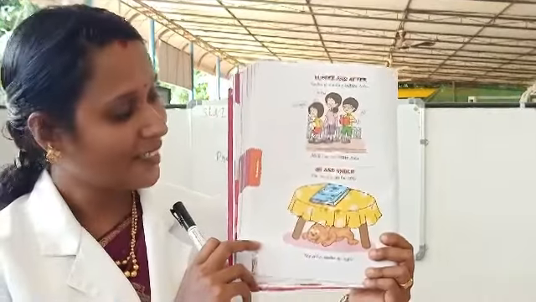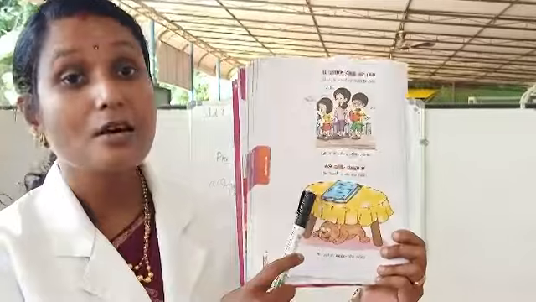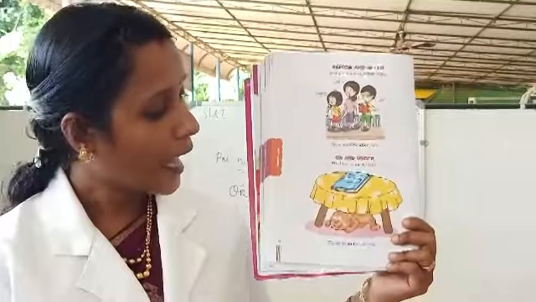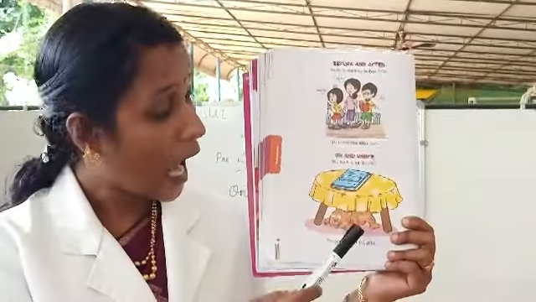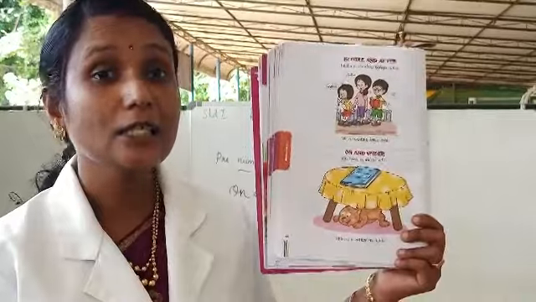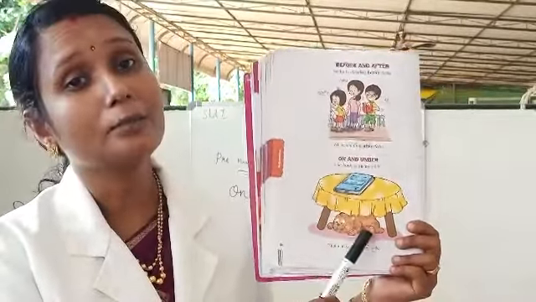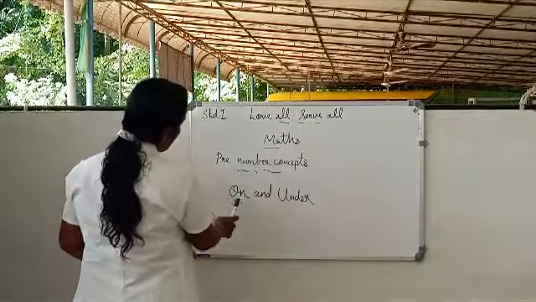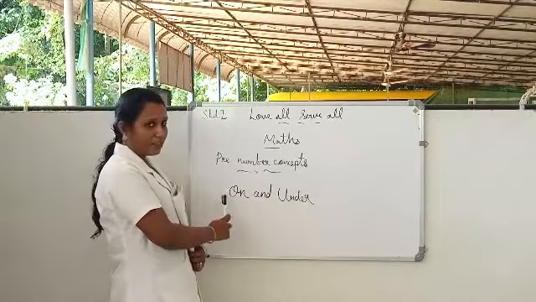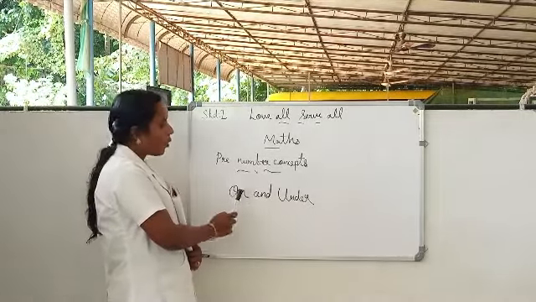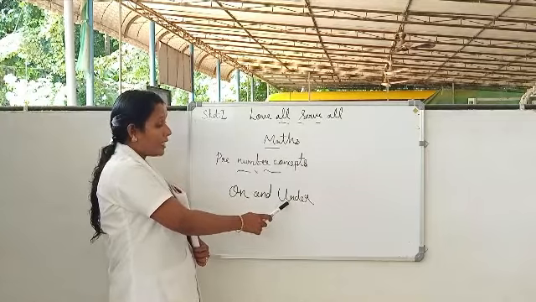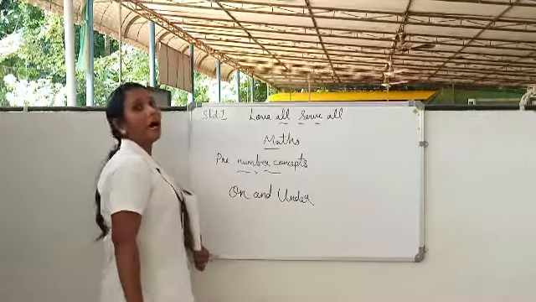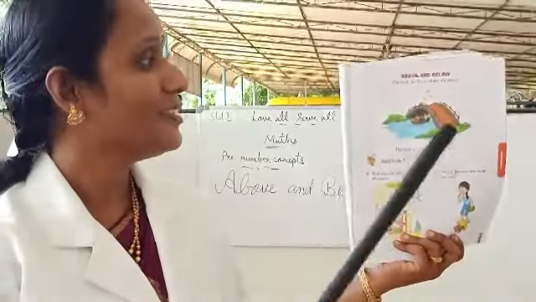Children, look at this figure. Where is the book? The book is on the table. And where is the cat? The cat is under the table. On and under. O-N. On. Repeat after me. U-N-D-E-R. Under.